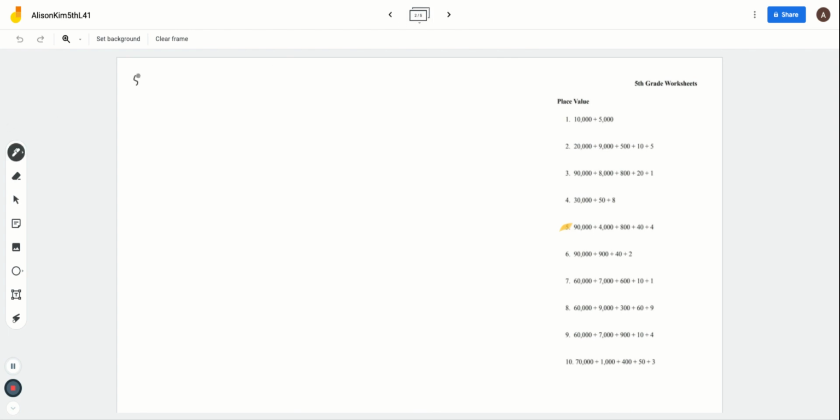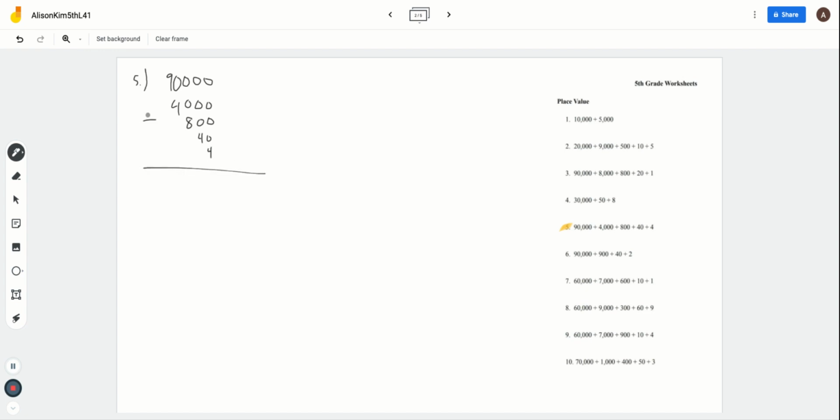This is basically review from a few weeks prior because it's just going to be adding all the numbers. And the most important thing that you have to remember is that all the numbers have to line up. So we have 90,000, and then we have 4,000, and then we have 800, and then we have 40, and then we have 4.